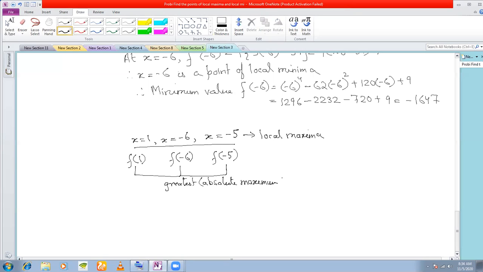Understood? Which one will be? Yes, sir. Yeah, so that is what is meant by absolute maximum.